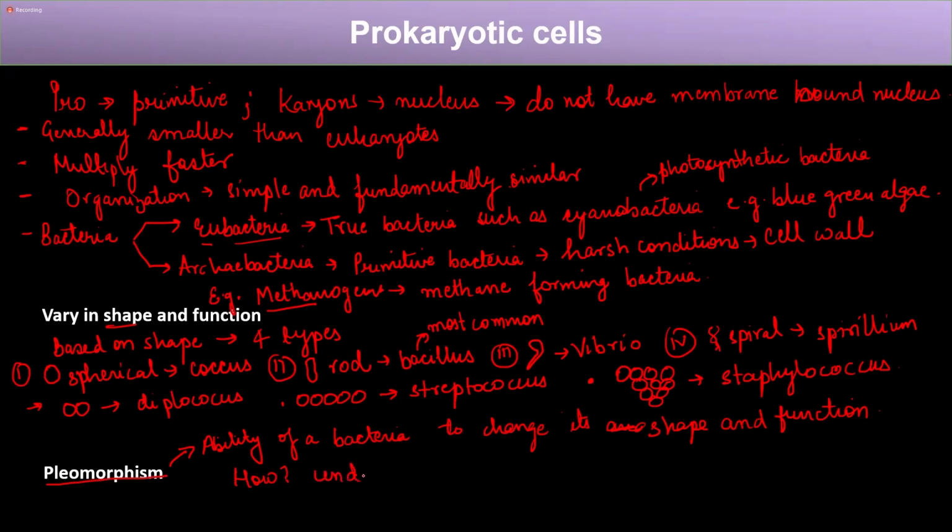So the pleomorphic bacteria changes its shape under the influence of environmental condition, right? So if you change the environmental condition of a bacteria, it can undergo change in shape and function, and these kind of bacteria are called pleomorphic bacteria. So in this slide, what we have learned, we have seen the basic characteristics of a prokaryotic cell and how their shape varies, and based on their shape, what are the types of bacteria. And then we understood what the term pleomorphism means.